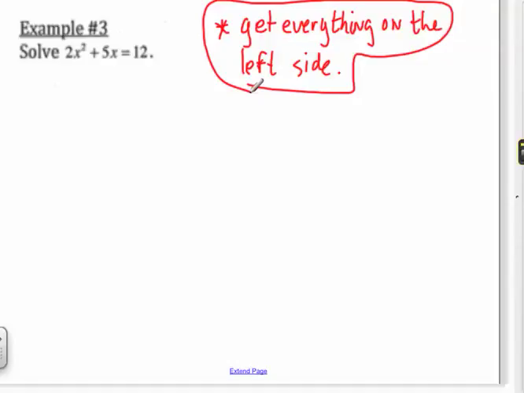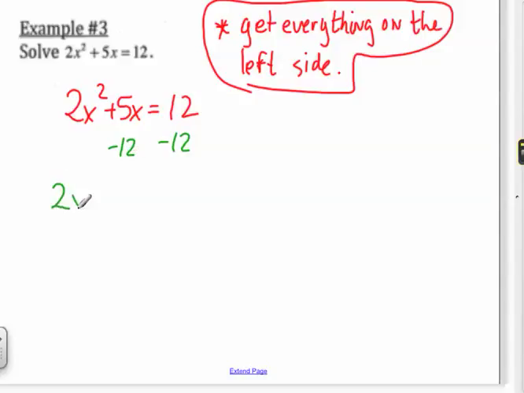So let's look at this one. It says 2x squared plus 5x equals 12. I don't have everything on the left side right now. I've got that 12 over there on the right side. So Alfredo, what I'm going to do is subtract 12 from both sides, so I can get everything on the left and I just have 0 on the right. So I'm going to get 2x squared plus 5x minus 12 is equal to 0.